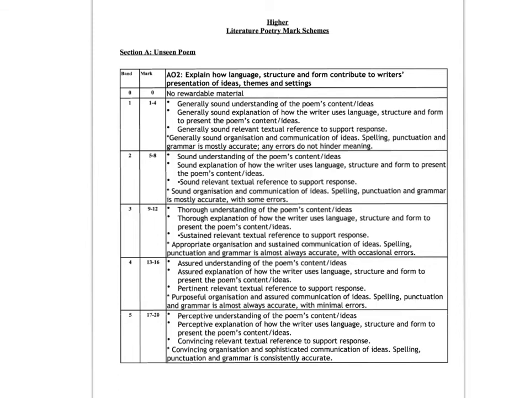In this recording I will be running through the mark scheme of the higher literature poetry paper for Edexcel English Literature GCSE. There are two sections to this exam. The first, section A, is the unseen poem and section B is the anthology poetry. I will go through both of them one at a time.